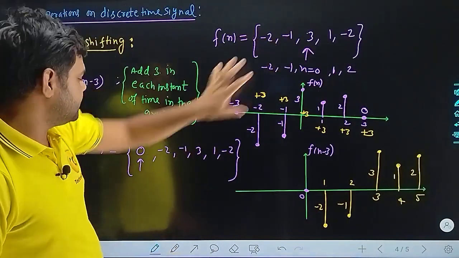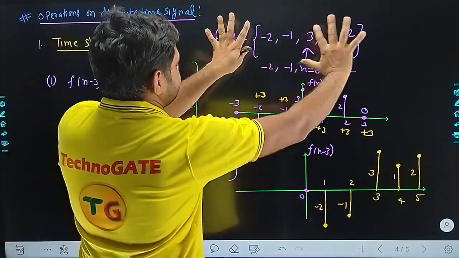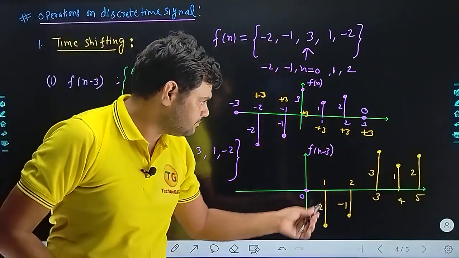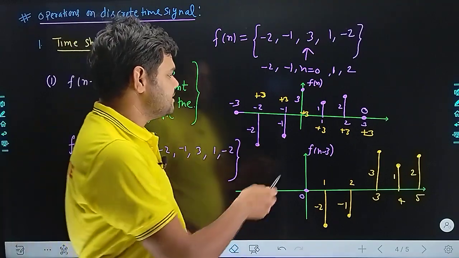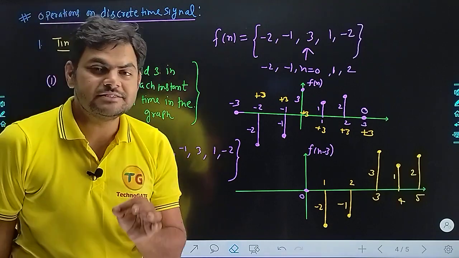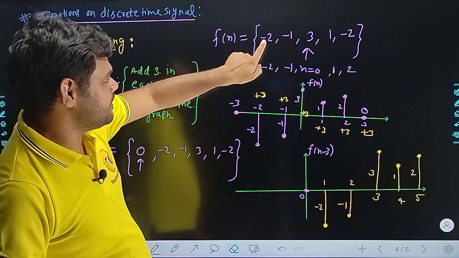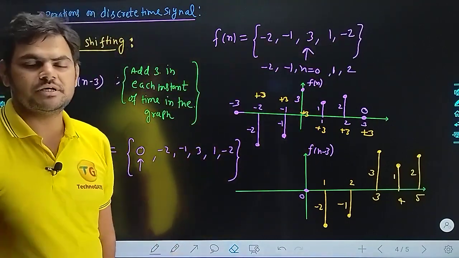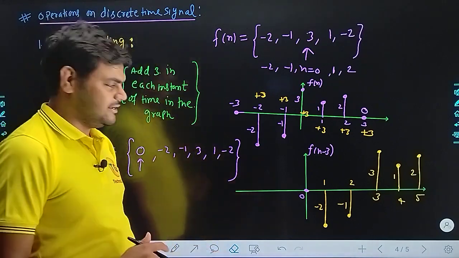What you have seen, that one and that one, what is the difference in both of them? We have just put it here and shifted it to the right side. Every point of time we have added the value plus 3 at every instant of time. You must keep this in mind. We are performing addition at the instants, not on the value axis. No values get changed. Minus 2, minus 1, 3, 1, minus 2. Sample values will not be affected. We are performing operation on the time scale.